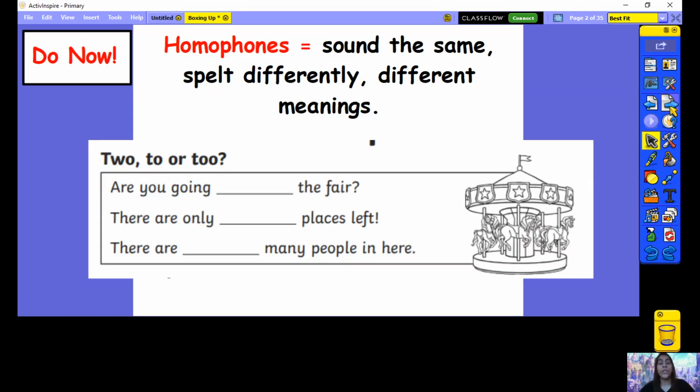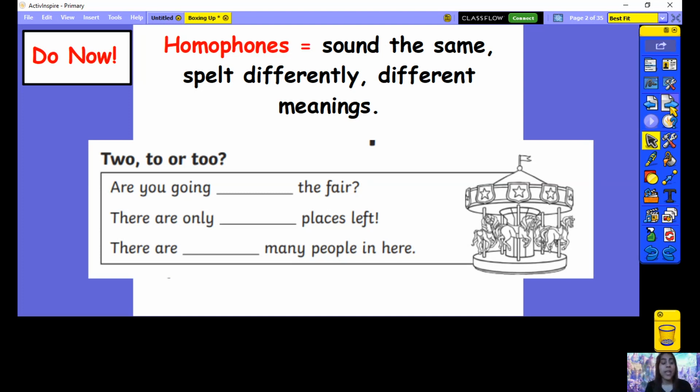Okay, so I thought it'd be quite fun to revisit homophones. Now, if you don't remember what those are, homophones are words which sound the same but are spelled differently, so they have different meanings. So what I want you to do is write 1, 2, and 3 because you have 3 sentences, and for each sentence you are going to choose the correct homophone. You don't need to write the full sentence out, just write 1 and then write which homophone you would use.